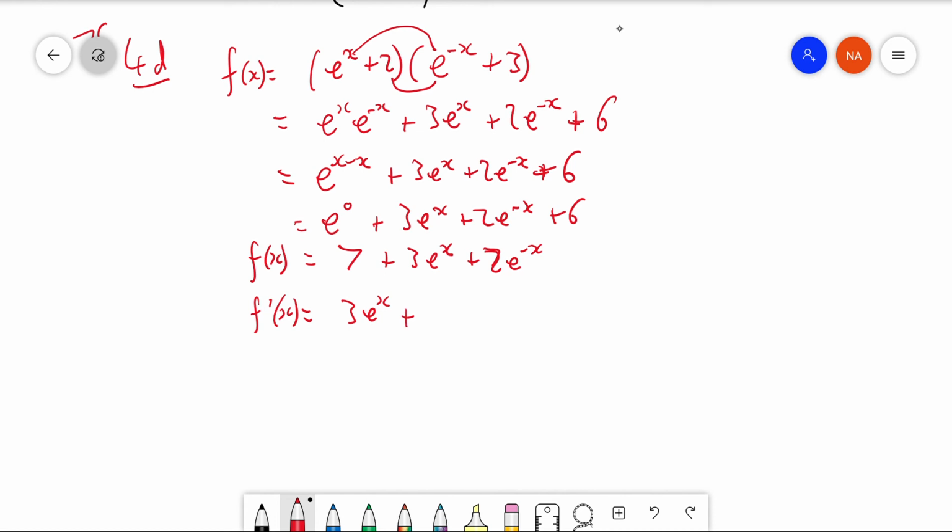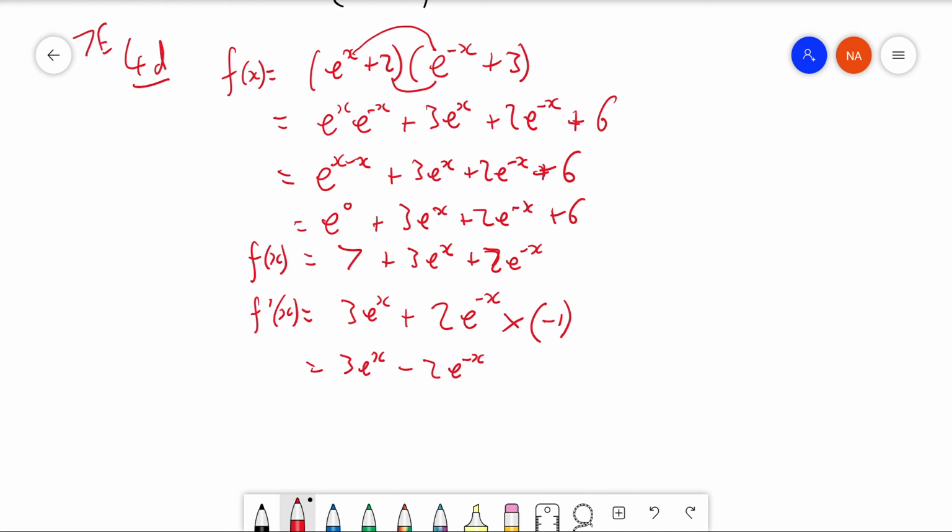This time, we've got the 2 at the front. E to the negative x stays the same, but you have to multiply by the derivative of the negative x, which is negative 1. So that gives us 3e to the x minus 2e to the negative x. And that is the derivative finished.